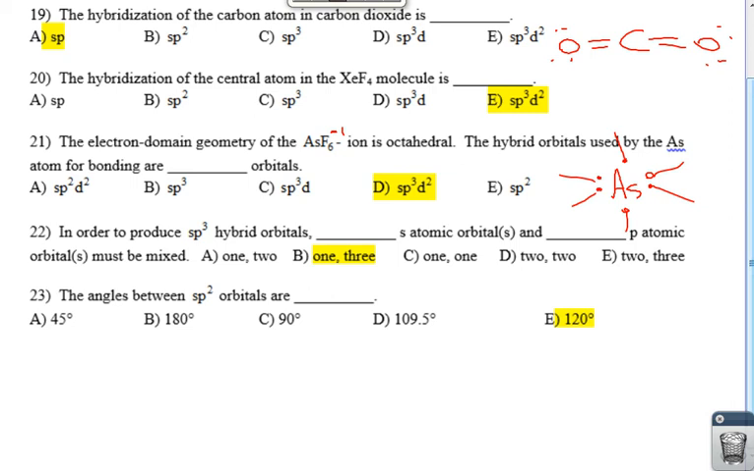22 is definitely the easiest question there. In the SP3, how many S's and how many P's are being used? 1 and 3. Yeah, that's pretty simple. All right.